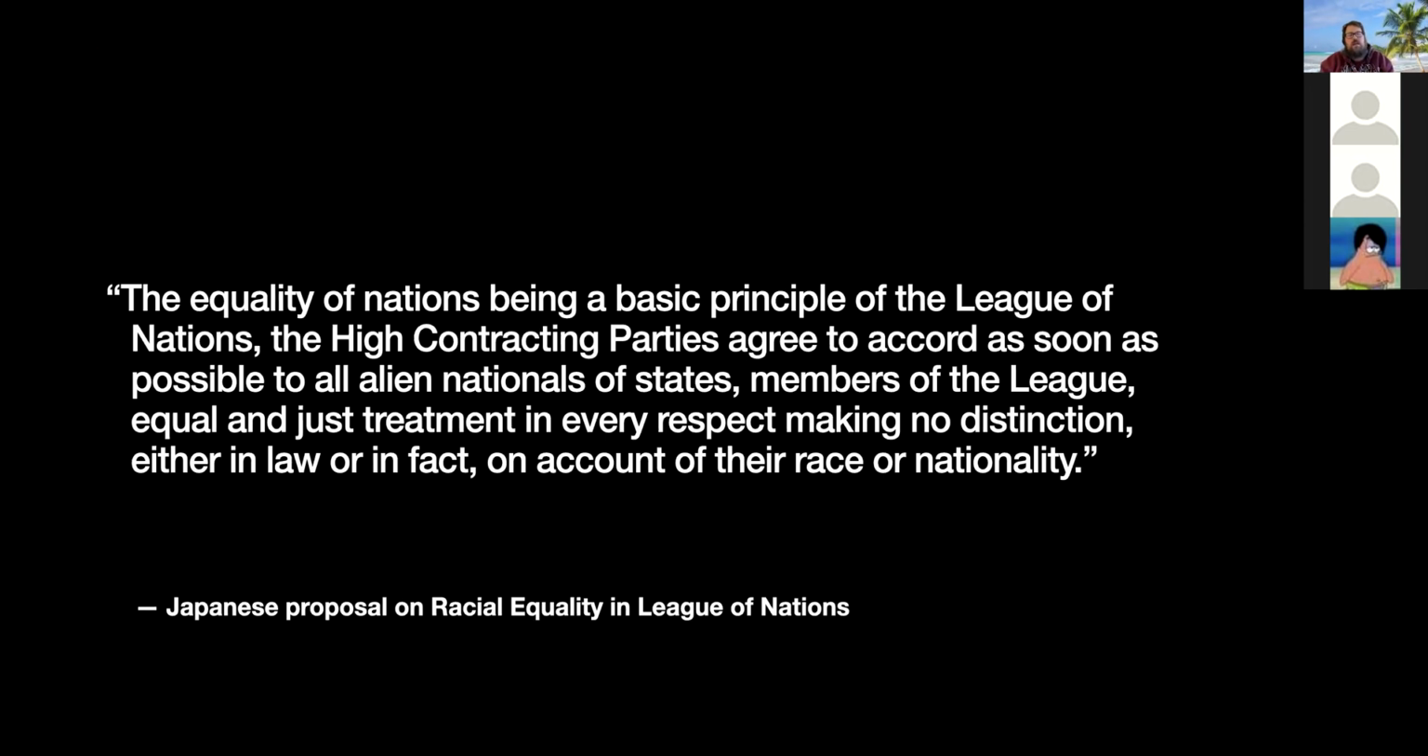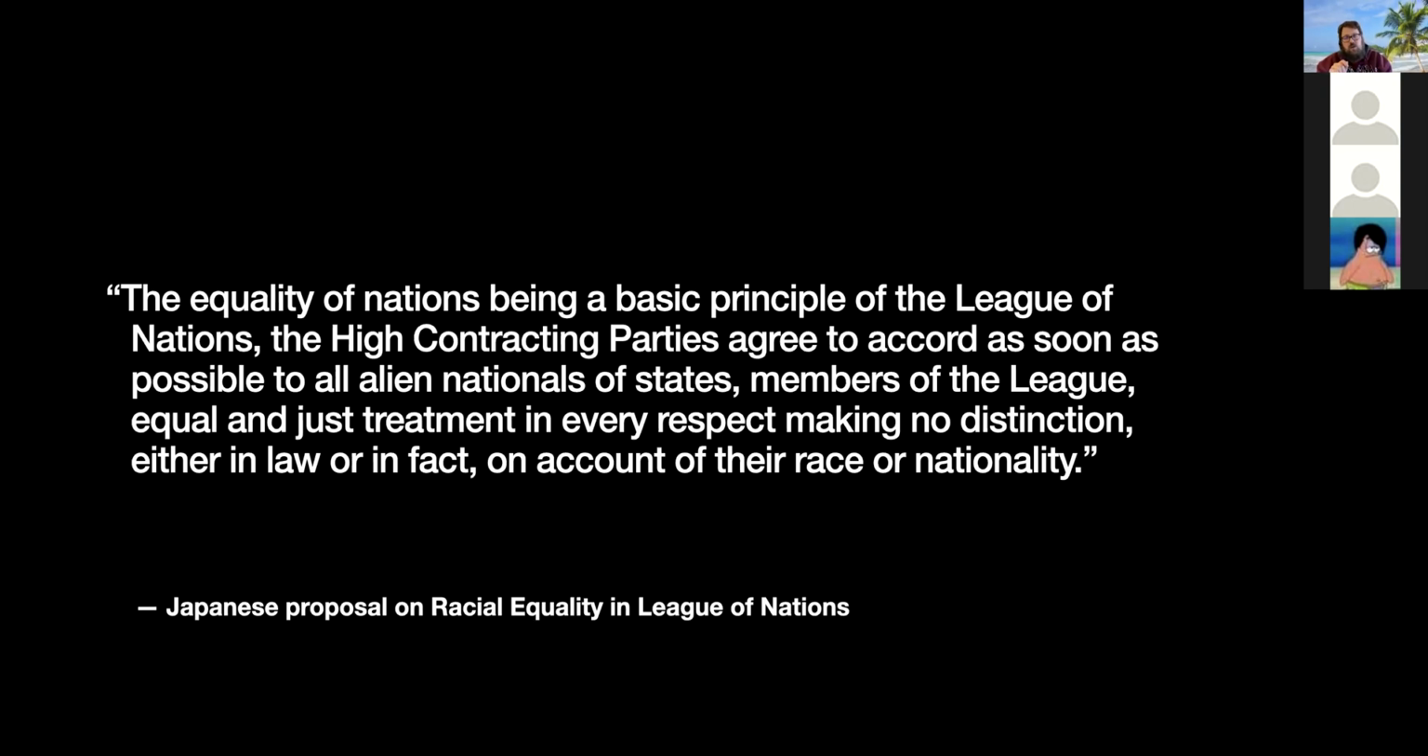The equality of nations being a basic principle of the League of Nations. The high contracting parties, which is what the name for the Allies was, agree to accord as soon as possible to all alien nationals of states, members of the League, equal and just treatment in every respect, making no distinction, either in law or in fact, on account of their race or nationality.